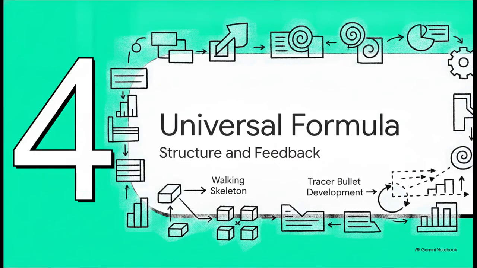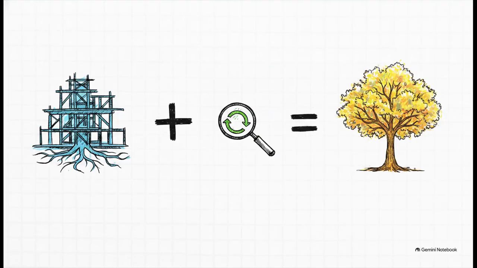Section 4. The Universal System Formula. Okay, here is the absolute core of systems thinking. It teaches us that a system is way more than just a pile of isolated parts. What truly matters is how those parts interact with each other and with their environment. The walking skeleton establishes the system, but tracer bullet development validates the interactions. Think about it. Without structure, there are no meaningful interactions. And without interactions, the structure never actually proves itself.